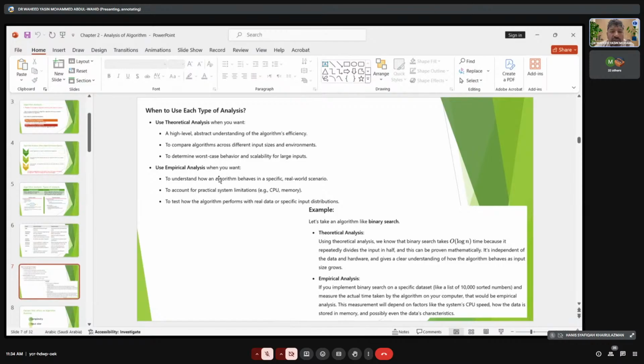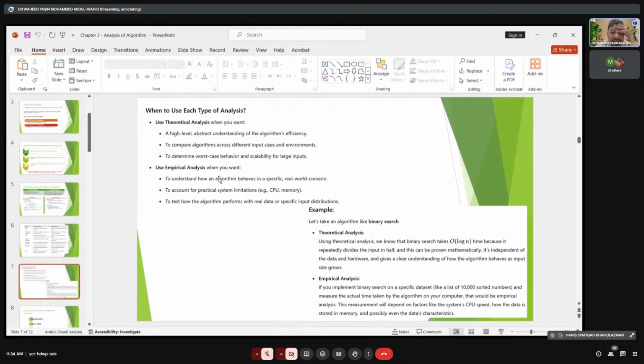When to use each type of analysis. Use theoretical analysis when you want a high-level abstract understanding of the algorithm's efficiency, to compare algorithms across different input sizes and environments, and to determine worst-case behavior and scalability for large inputs. Okay?